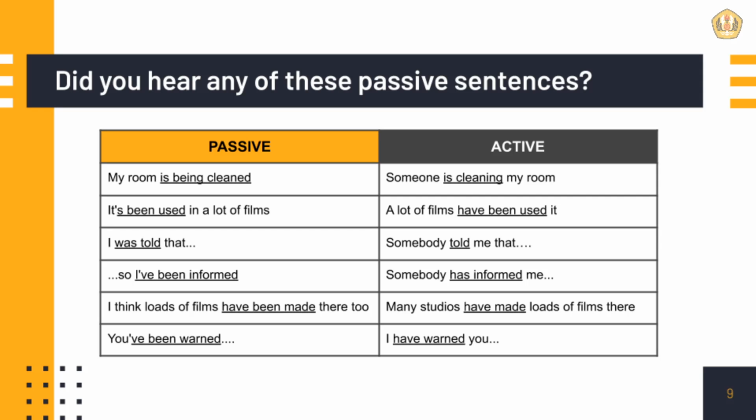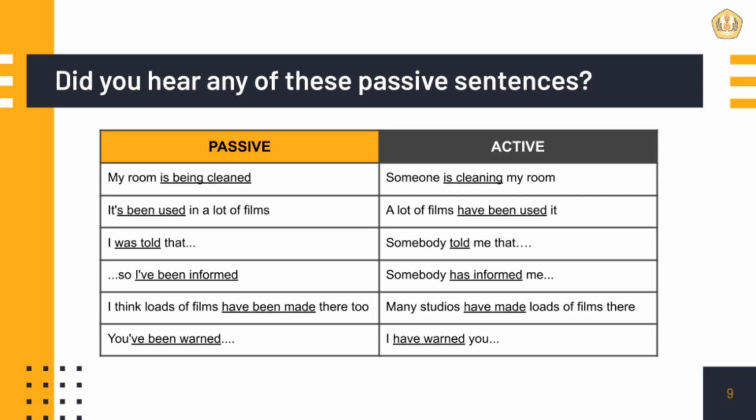Now, on the right side of it, you can see the same idea expressed in active voice, a slightly different way of expressing the same idea. Only that the word someone here functions as the subject of the sentence, thus being the doer of the action verb cleaning, the one that performs the action. And my room functions as the object, the recipient of the action verb.